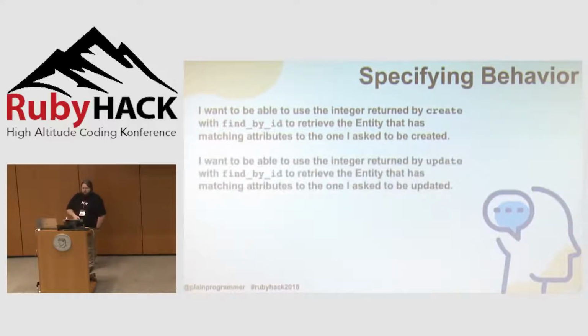Further, I want to be able to use the integer that's returned by update for the same purpose and be able to get back the object that I expect. Right? This is behavioral safety. This is going well beyond what any type safety system is going to provide us. And it represents what we actually care about in the system. And so this is why I think interfaces are not something that we need to get hung up on if we have good testing practices and good approaches to understanding what we want our software to actually do.